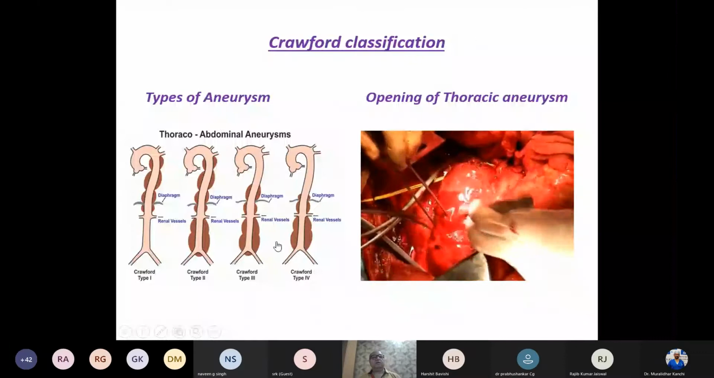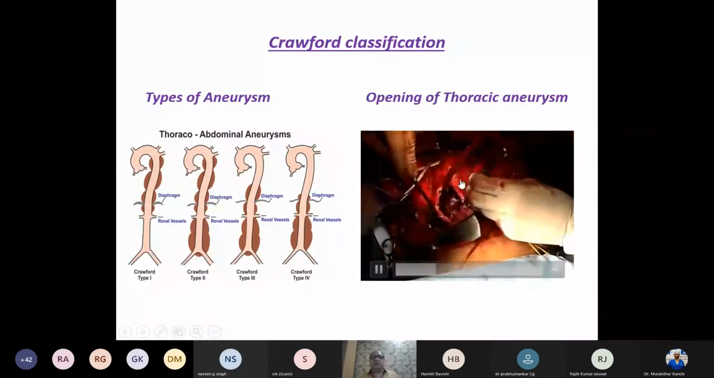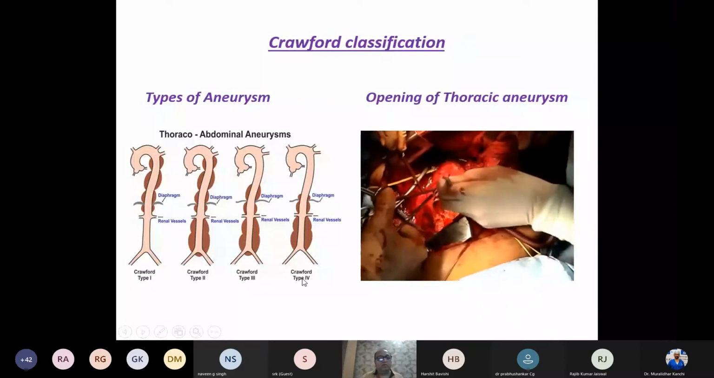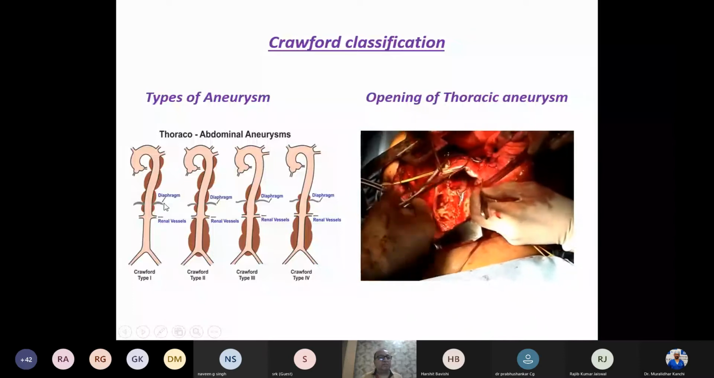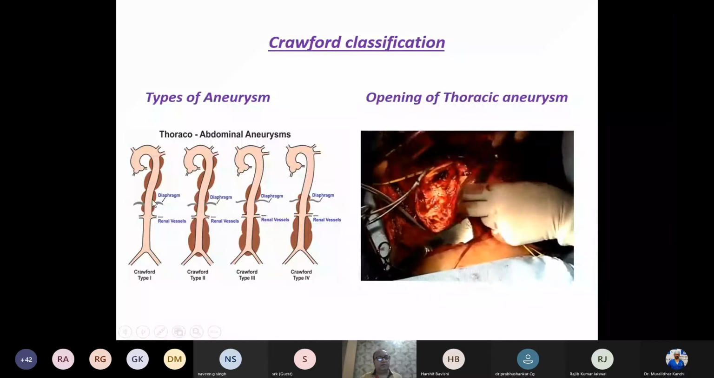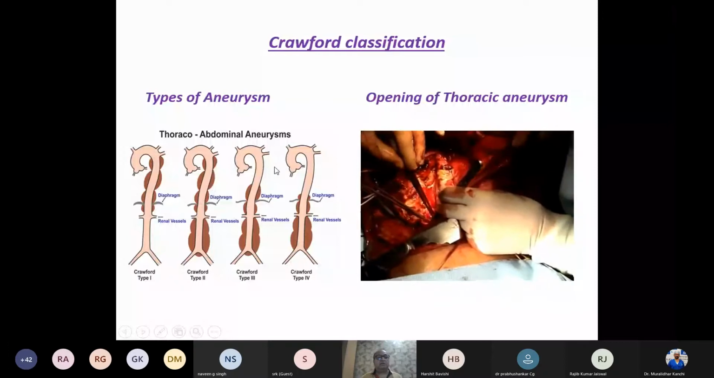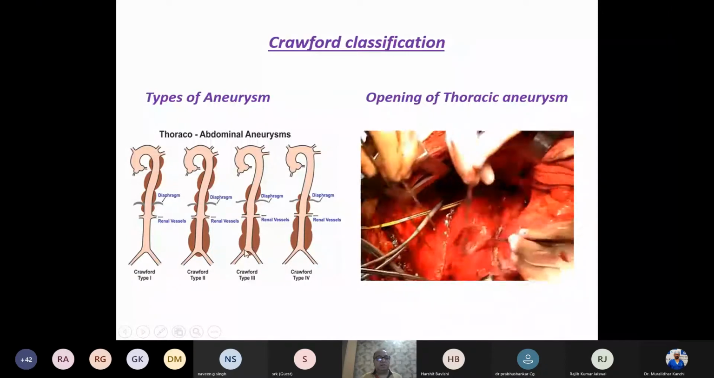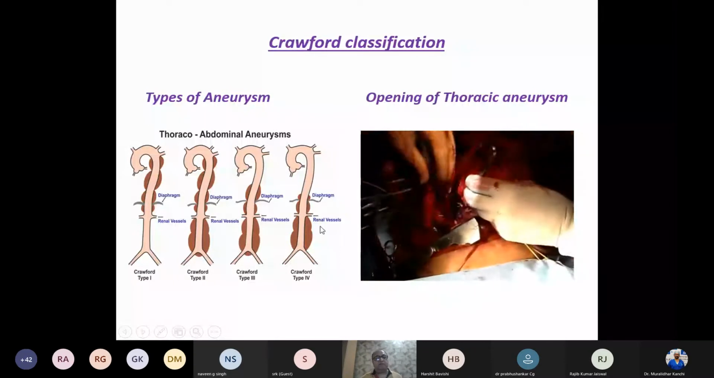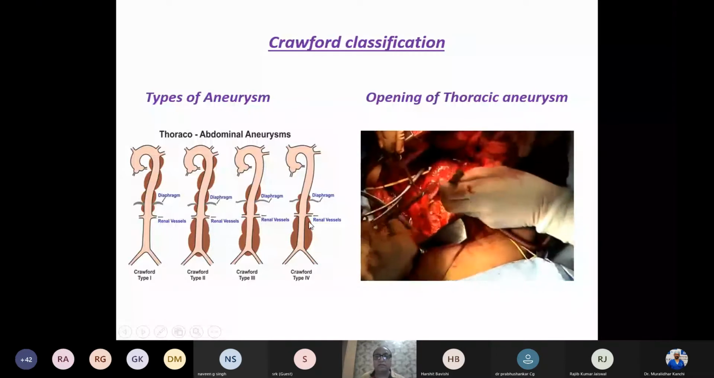Now coming to the types of aneurysm, thoracoabdominal aneurysms. It is known as the Crawford classification. On the right, you are seeing a thoracic aneurysm which is being opened. Actually, you have Crawford type 1 to type 4. Crawford type 1 will be below the left subclavian to just above the diaphragm. Then type 2, of course, will involve the abdominal part. Type 3 is from just above the diaphragm extending up to the bifurcation of the iliacs. And type 4 will be totally abdominal. These are the types of thoracoabdominal aneurysms.